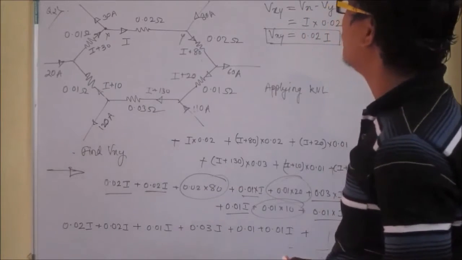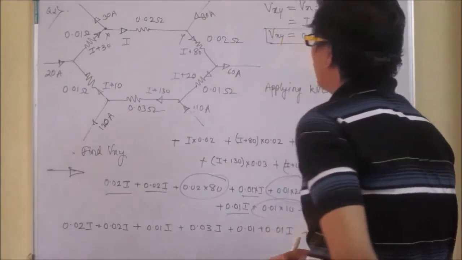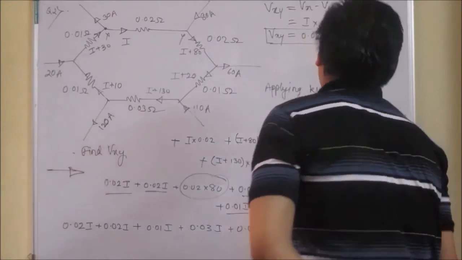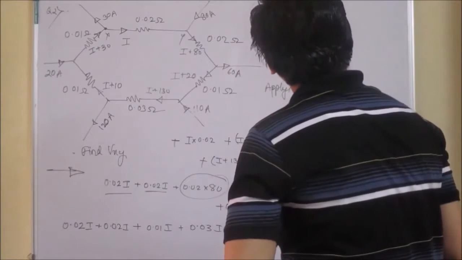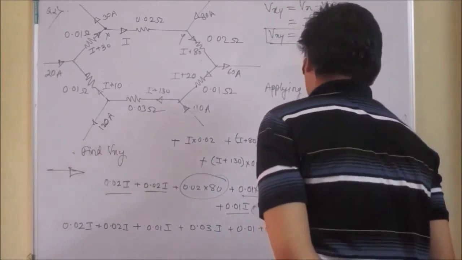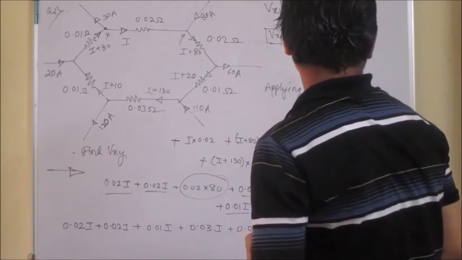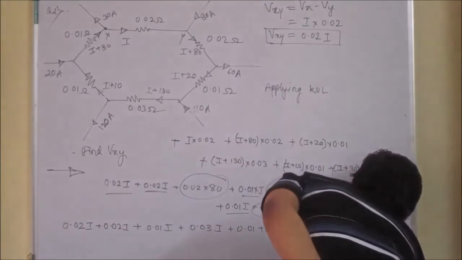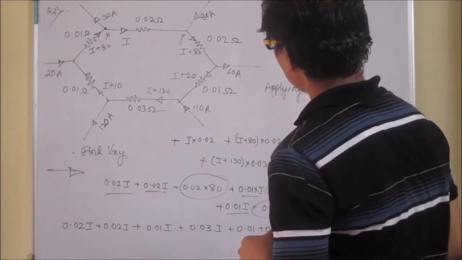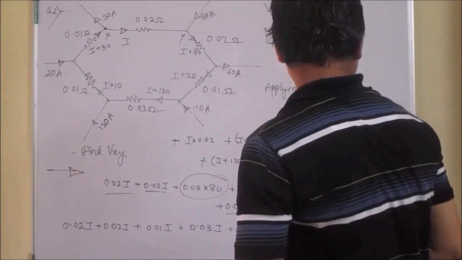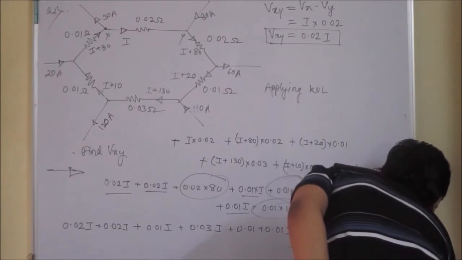80 into 0.02, that is 1.6. 1.6 plus 0.2, plus 0.39, that is 3.9, plus 0.1, plus 0.3 is equal to 0.